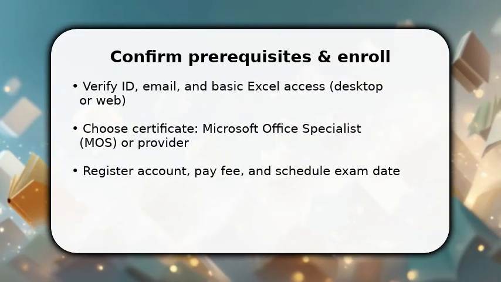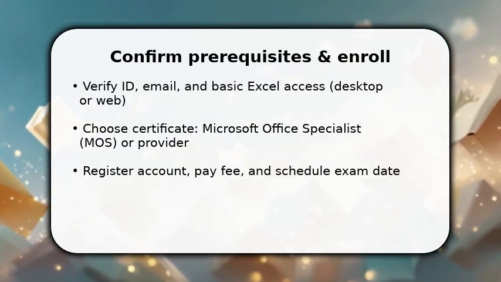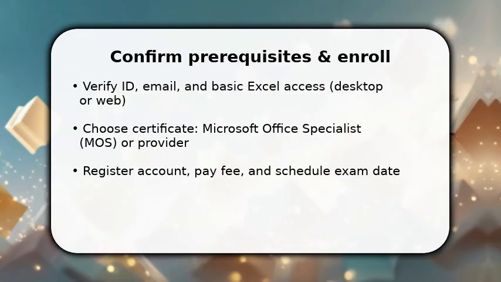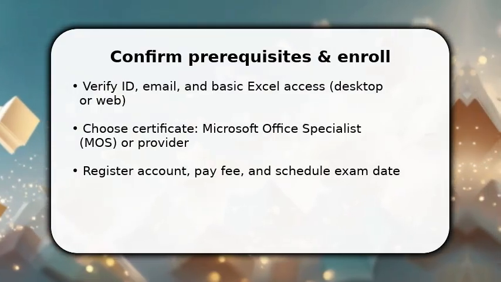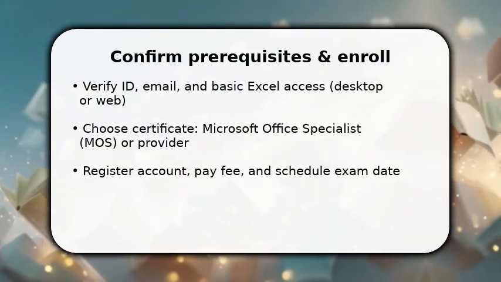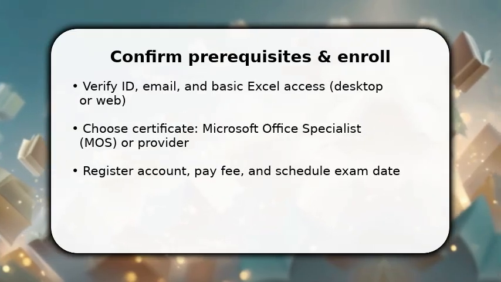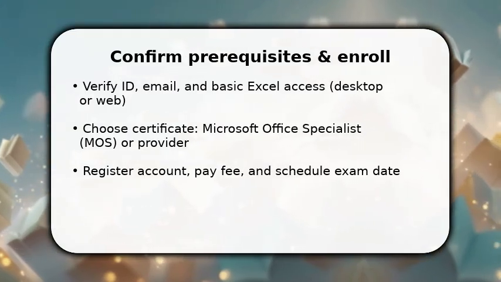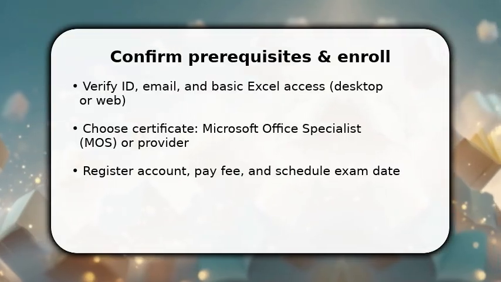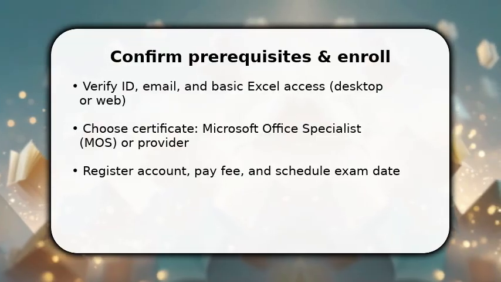You start by confirming prerequisites: a valid ID, email, and working Excel, desktop preferred. Once done, decide which certificate you want, MOS is standard, and create the testing account. Next, pick a test center or online proctored option and pay the exam fee. Make sure the date gives you focused prep time. This immediate enrollment step prevents delays later and locks in a deadline to structure your study plan and practice schedule.